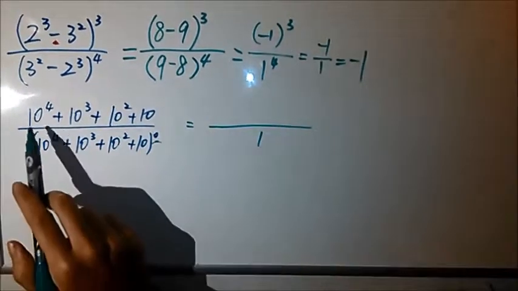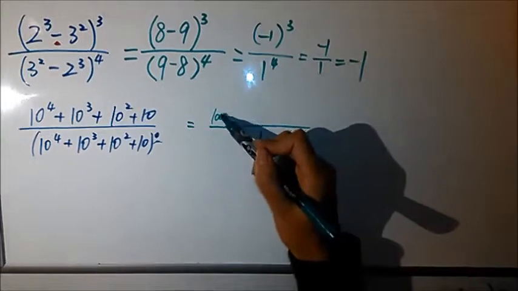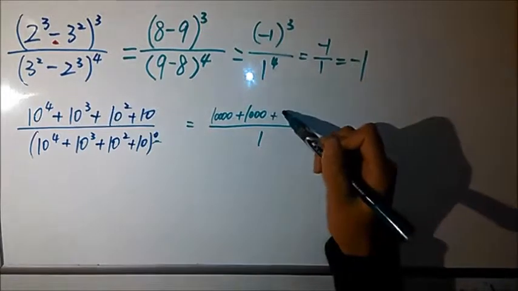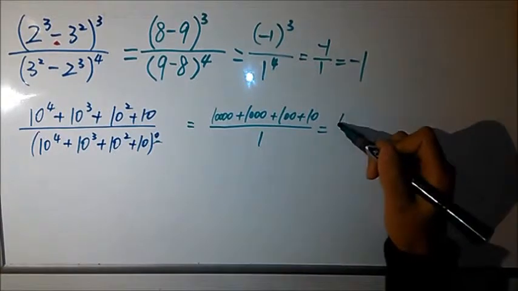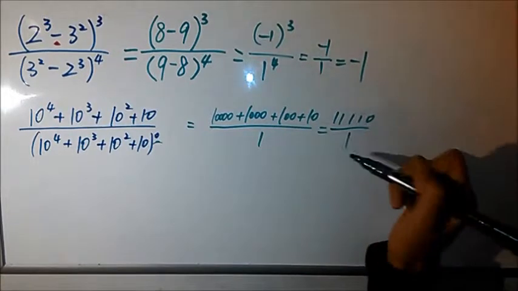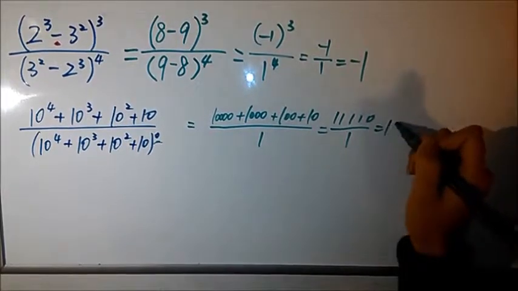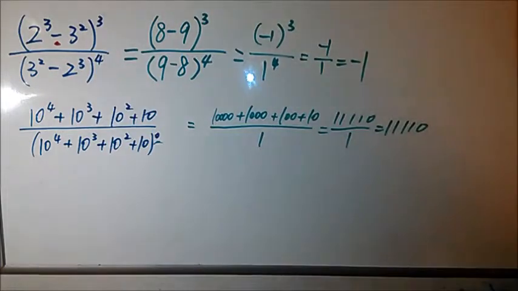And with the top, you can just pull out 10 to the fourth power. We'll have 4 zeros. 10 to the third power, we'll have 3 zeros. 10 to the second power, we'll have 2 zeros. And 10 is 10. So you just add them up together. You're going to get 4 ones and a 0. So it's going to be 11,110 over 1. And the answer would be 11,110.